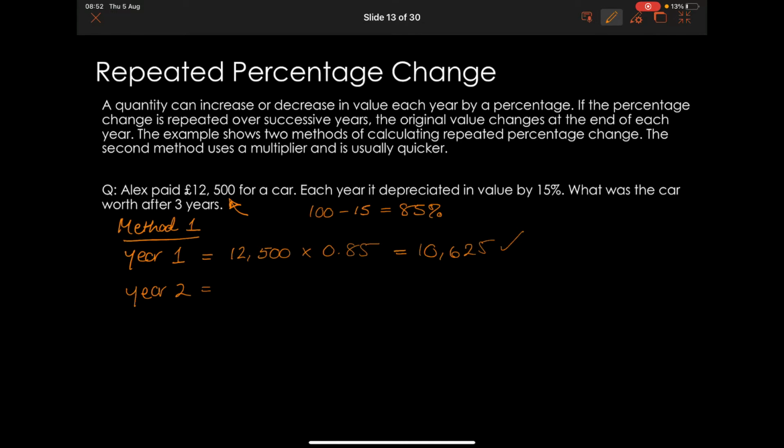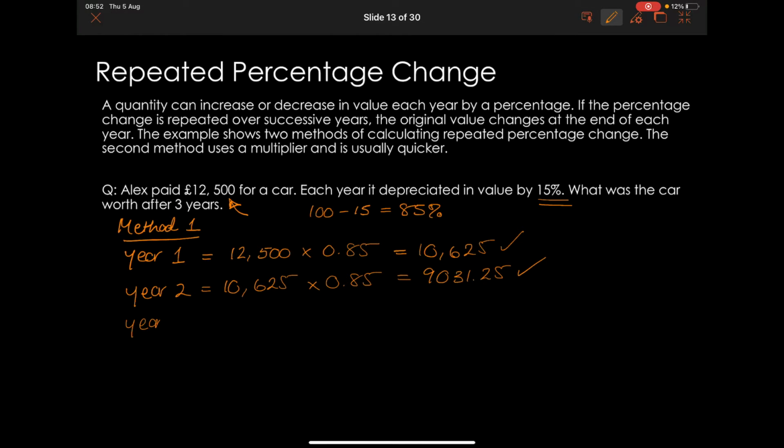For year 2, I will take my 10,625 and I would times it by 0.85 again. Again, the reason that it's 0.85 is because I'm depreciating it by 15%. So this stops me from having to work out the 15% and then subtract it. It just gives me the answer straight away. So if I times 10,625 by 0.85, it now gives me £9,031.25. That's what we got before.